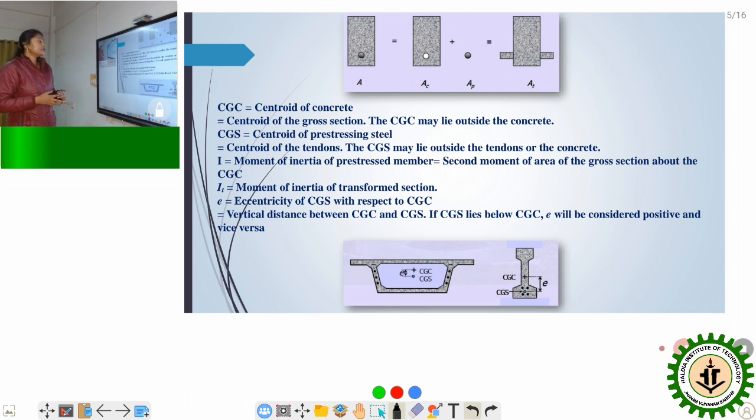E is the eccentricity of the CGS with respect to CGC. We all know that since the pre-stressing steel will always be found at the bottom layer and the top layer of the concrete section, CGS will not lie around the middle of the pre-stressed concrete section. So wherever the CGS lies, there will be an eccentricity, a length in between CGS and CGC. And since CGC is taken as the cross sectional centroid of the concrete member, CGC may lie in the middle section of the member.